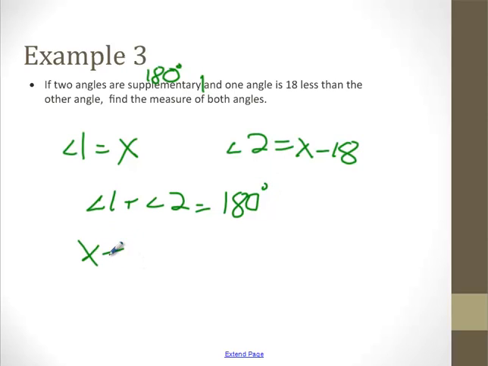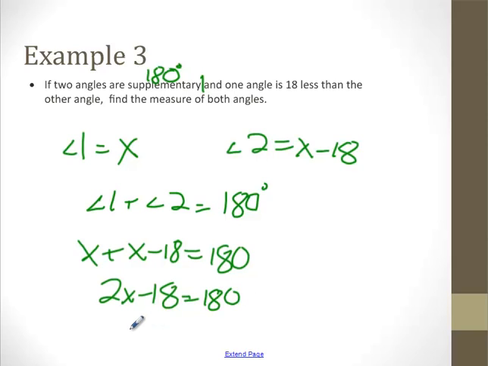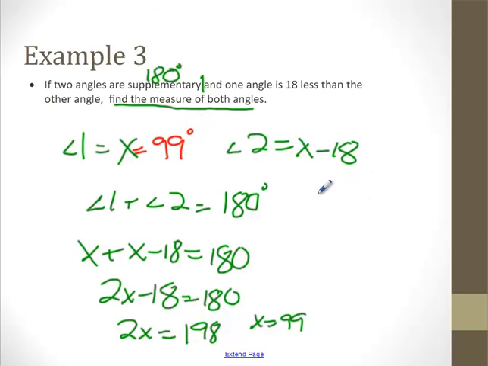So x plus x minus 18 has to equal 180. 2x minus 18 equals 180. I'm going to add 18 to both sides, get 2x equals 198. When I divide by 2, I get 99. I get x equals 99. The question is asking us to not find x, but to find the measure of the angles. Well, this one over here is done. That's 99 degrees. But I want to plug in 99 right here. I want to take 99 and subtract 18. That's going to get me 81 degrees.